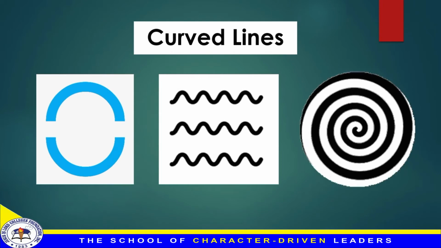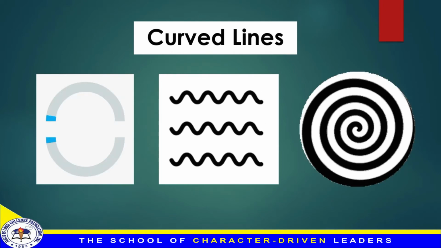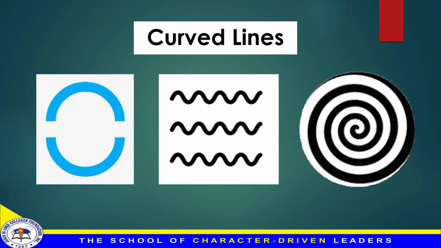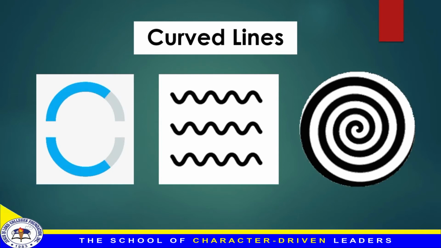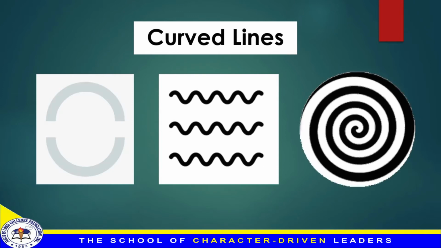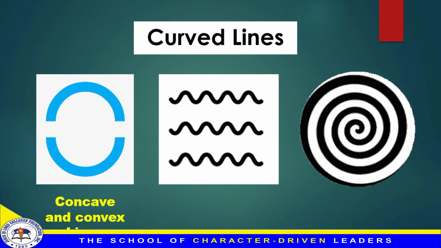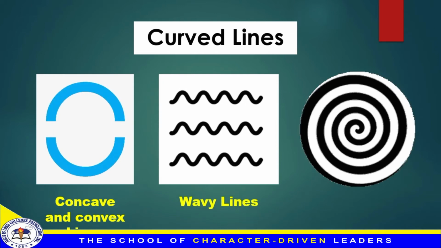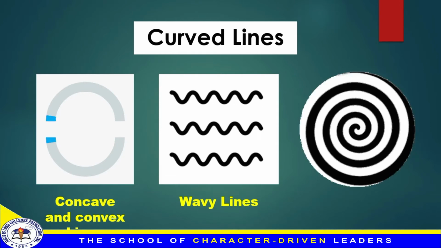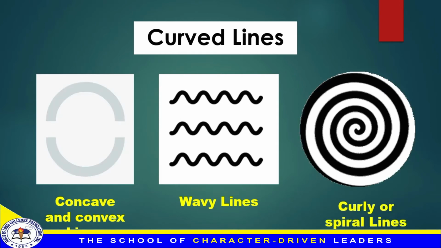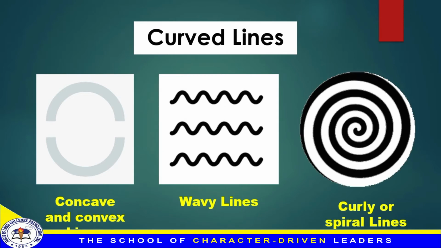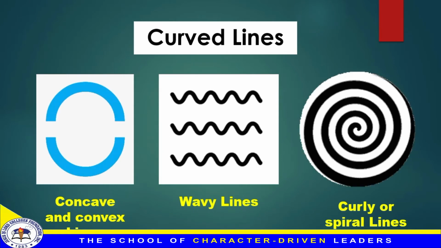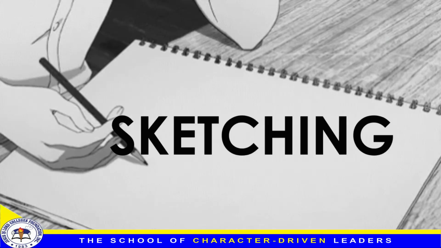Are you familiar with the curved lines that we have? What is the first curved line? Very good. This is a concave or a convex line. Next, we have the wavy lines. And then for the last one, we have the curly or the spiral lines. So now that you are familiar with different kinds of line, let us proceed to sketching.